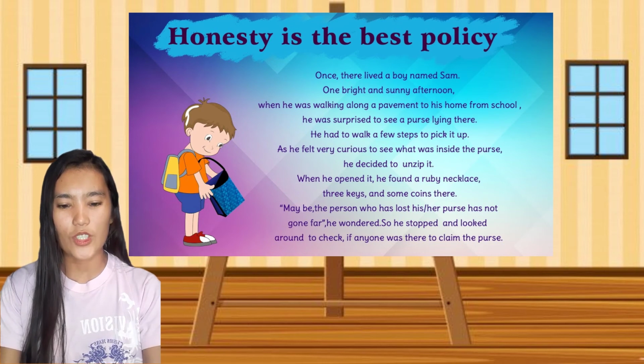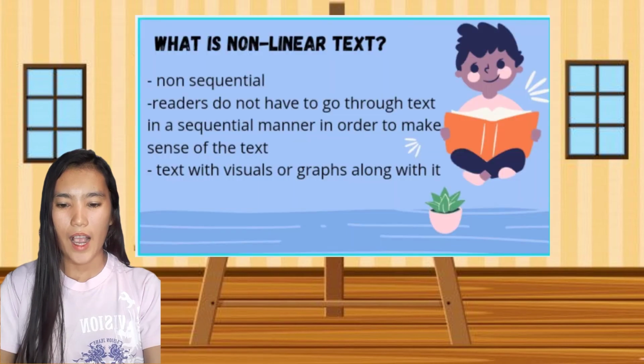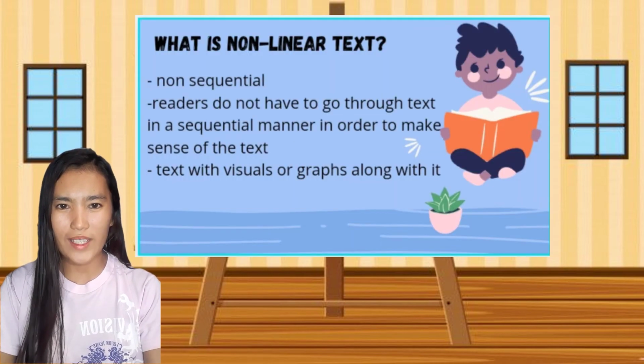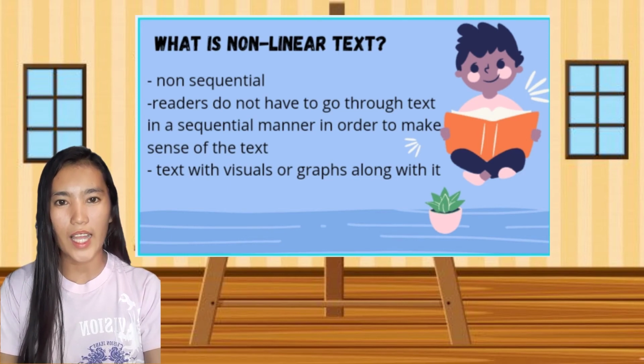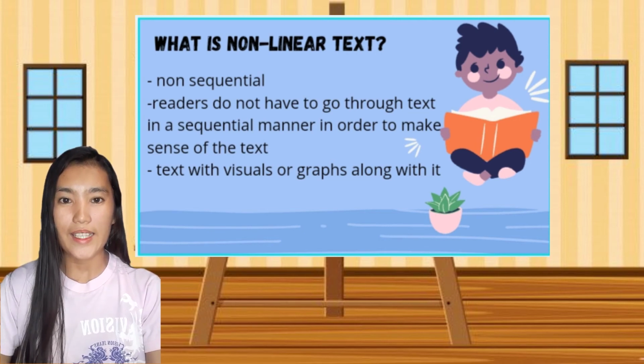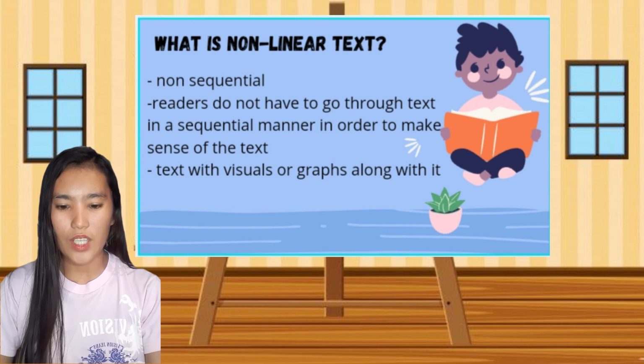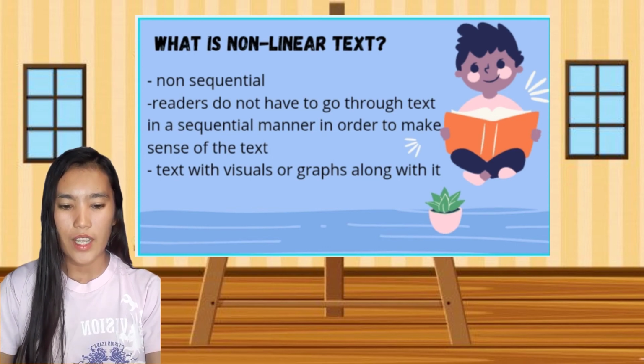So that was a short story. And now we have here non-linear text. So what is non-linear text? Non-linear text is the text opposite to linear text. As its name suggests, it is non-linear and non-sequential. In other words, the readers do not have to go through the text in a sequential manner in order to make sense of the text.